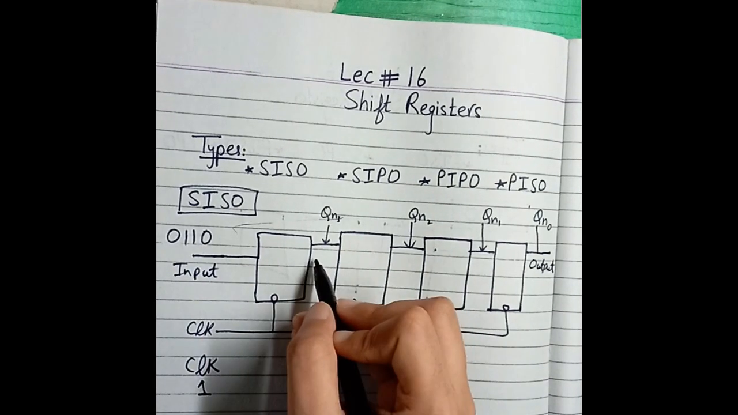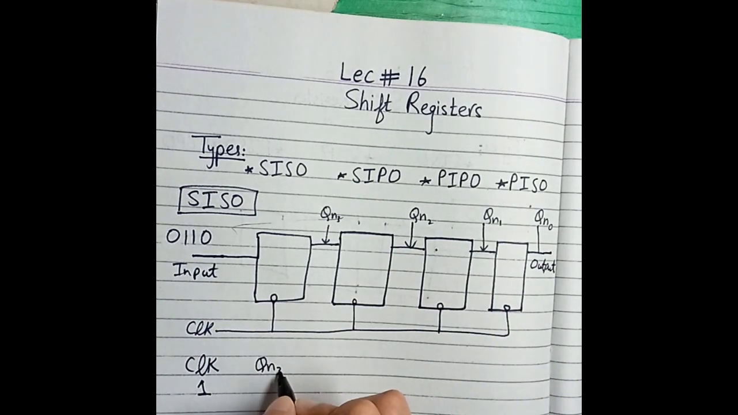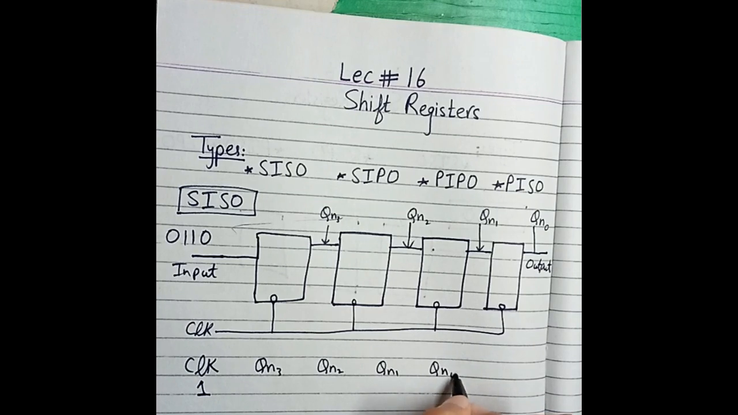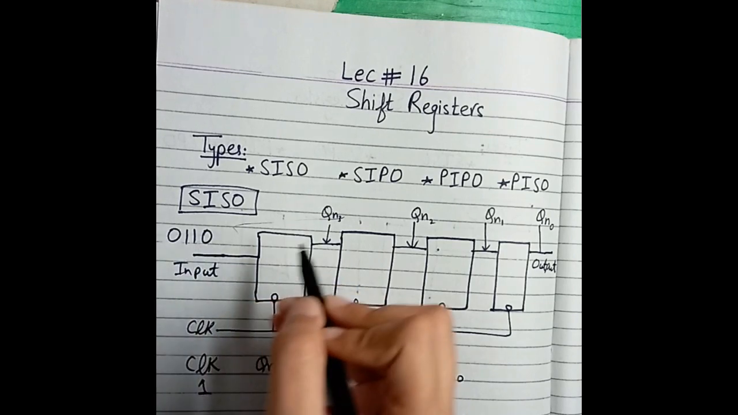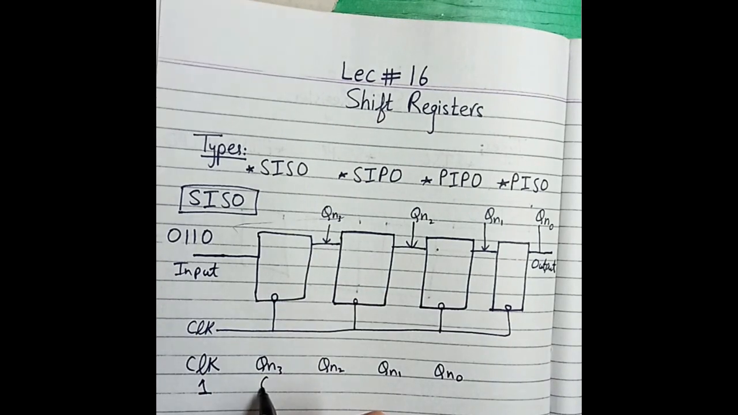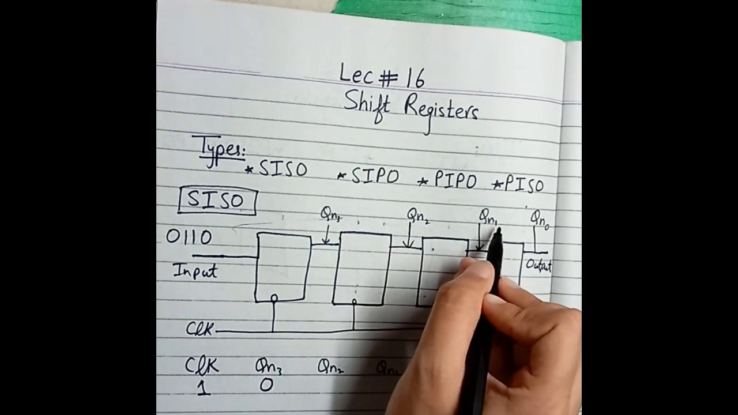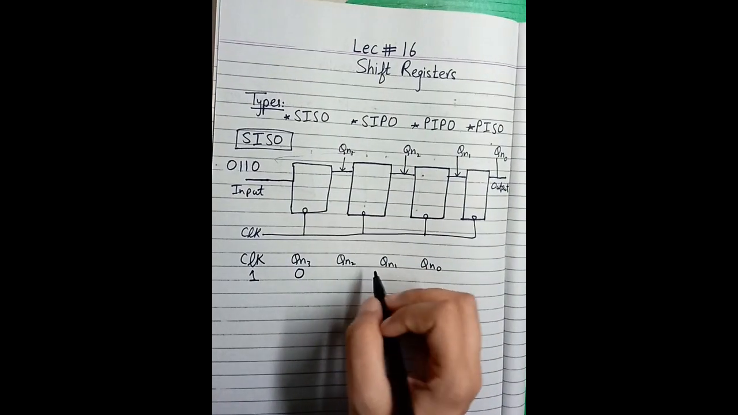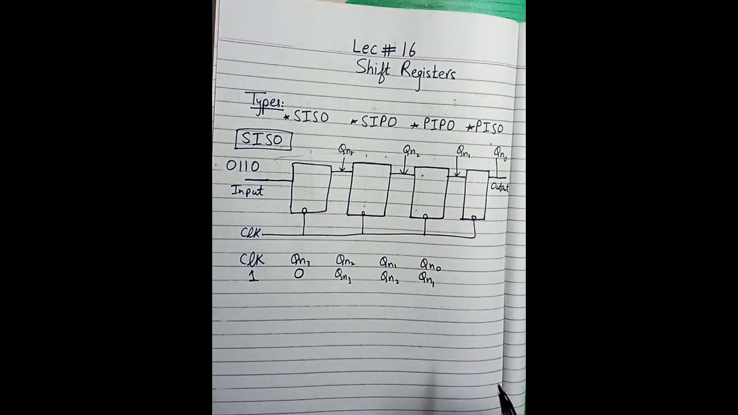This 0 will be input and it will go at the place of Qn3. First of all we will write it as Qn3, Qn2, Qn1 and Qn0. On clock 1, our 0 will be the input at the place of Qn3, and the other bits move forward: Qn3 will move forward, Qn2 will move forward, and Qn1 will move forward.